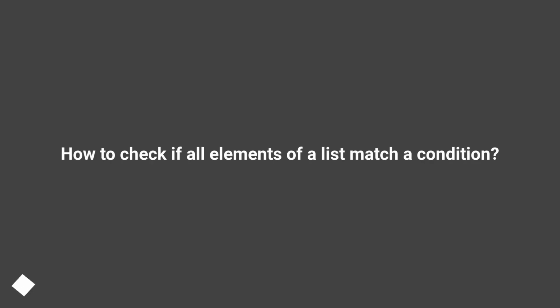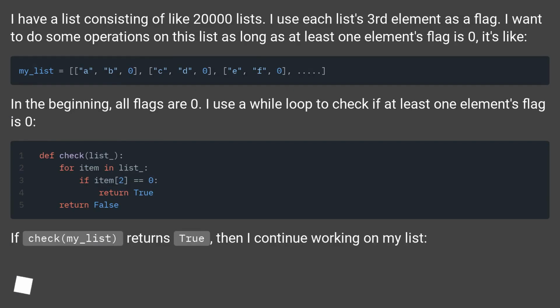How to check if all elements of a list match a condition. I have a list consisting of like 20,000 lists. I use each list's third element as a flag. I want to do some operations on this list as long as at least one element's flag is 0.